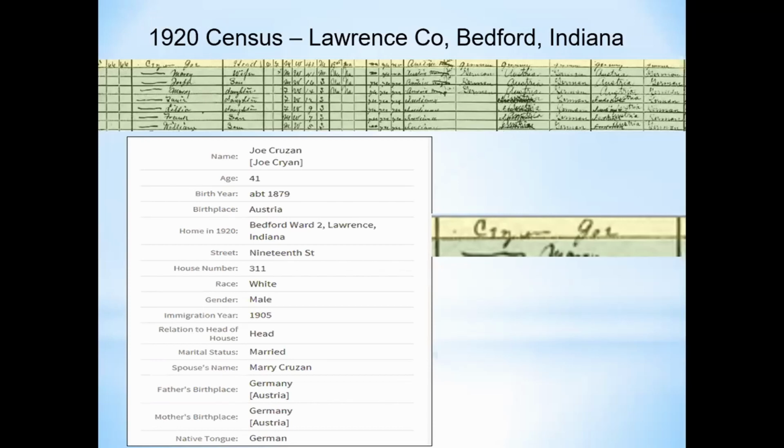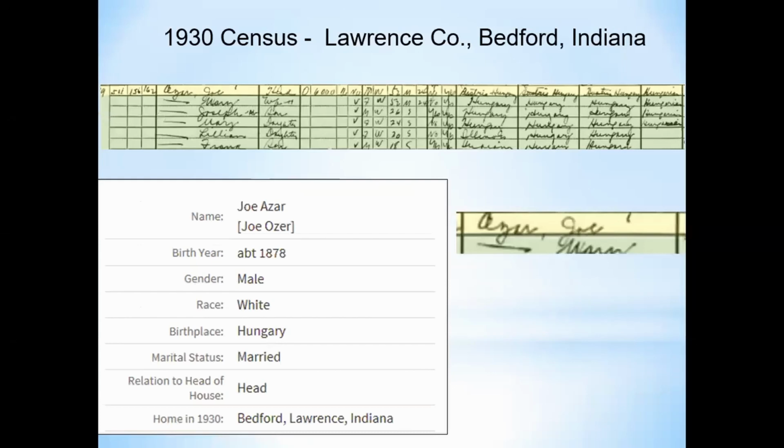It says that they're born in Austria. It says their immigration year is 1905 this time. And it says that they're German, Austrian, and then that their native tongue is German. So that's interesting. In the 1930 census, we have the same problem. The census taker's writing looks like C-E-Z-A-R to me, but I could see that it also looks like A-Z-E-R or A-Z-A-R, which is what the person indexing this census thought it said. So they're listed under Azar. And this time it says that they're from Hungary. So that's the first time we've seen that.